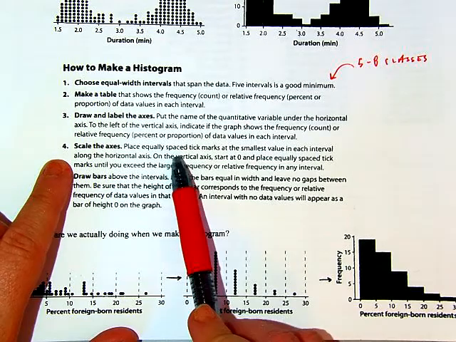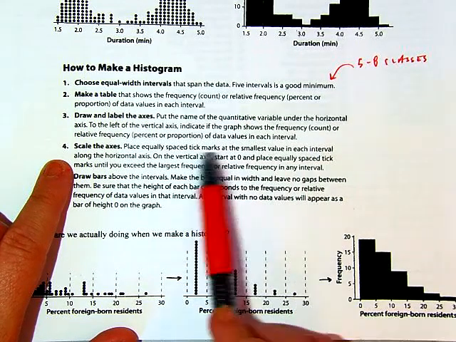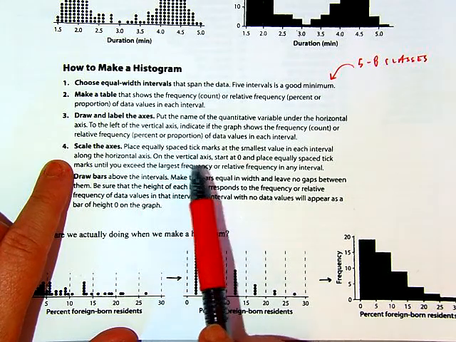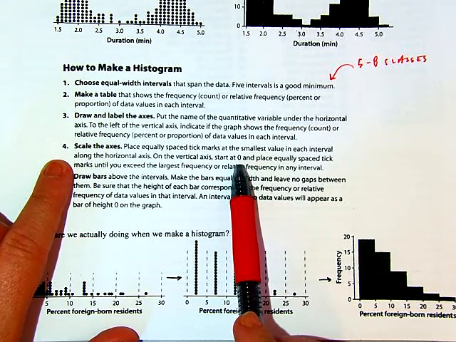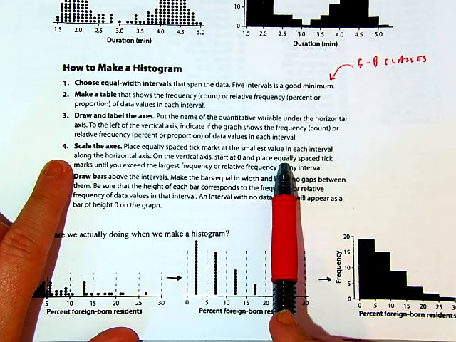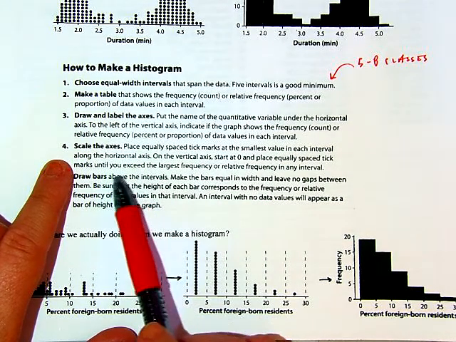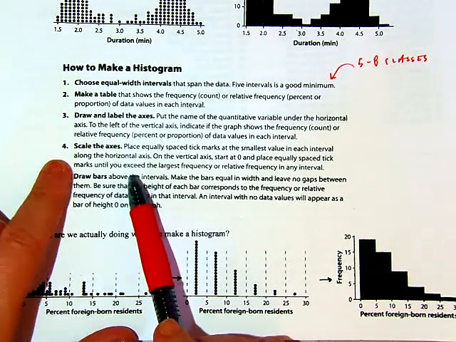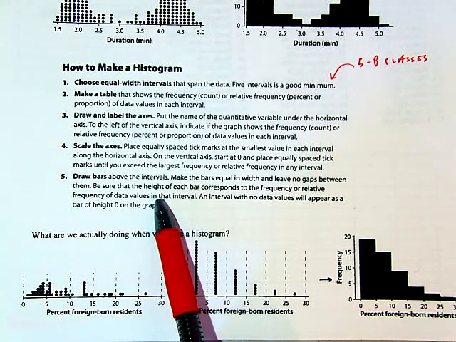Place equally spaced tick marks at the small value in each interval along the horizontal axis. On the vertical axis, we start at 0, just like we do for bar graphs. We always start at 0. And then we make equal tick marks until we get to the tippy top. The scaling part is probably the trickiest part for the x-axis. Okay, we draw our bars. We go as high as our largest frequency or relative frequency.